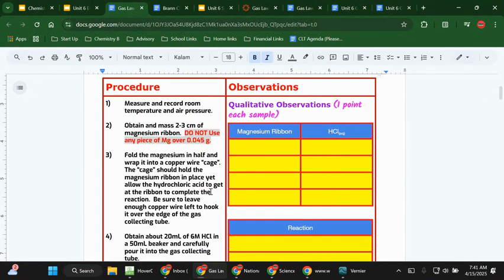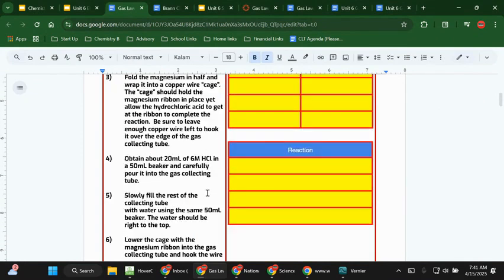You need 3 minimum. Now what you are going to do is put about 20 milliliters of hydrochloric acid into a beaker. The markings on this beaker are fine because this is an approximate amount. Does not have to be exact. So I'm just going to pour about 20 milliliters into my beaker, and then I am going to stop.